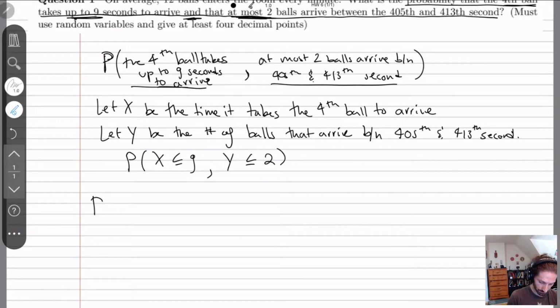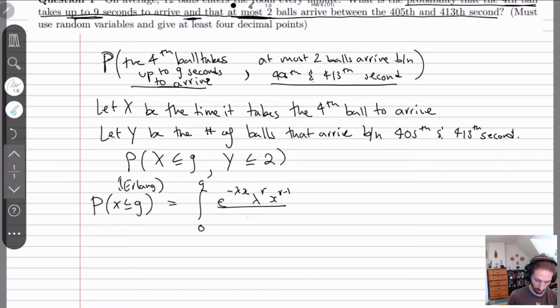This first one is basically an Erlang distribution, which means we have to do our integration. We're going from 0 to 9, from now until 9 seconds, because 9 is the maximum. E to the minus lambda x, and I haven't gone over what lambda is yet, but that's okay, lambda x to the r minus 1, all over r minus 1 factorial, dx.